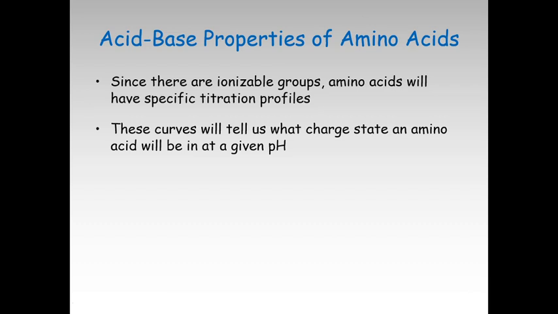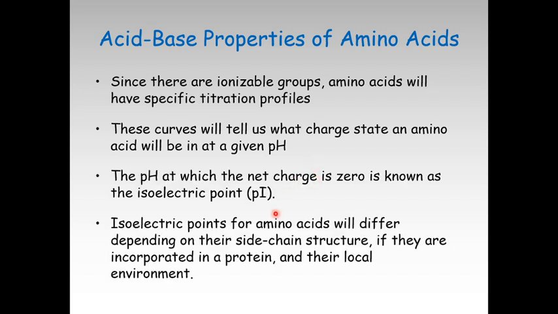Let's take a step back and look at the acid-base properties of amino acids again. You know that amino acids have ionizable groups, and as a result, they will have specific titration profiles or titration curves. These titration curves will tell us what charge state an amino acid will be at a given pH. The pH at which the net charge is 0 for an amino acid is known as the isoelectric point of that amino acid.